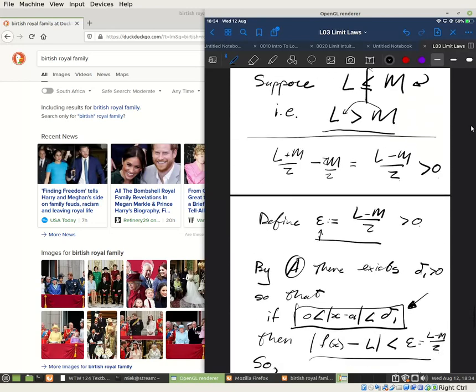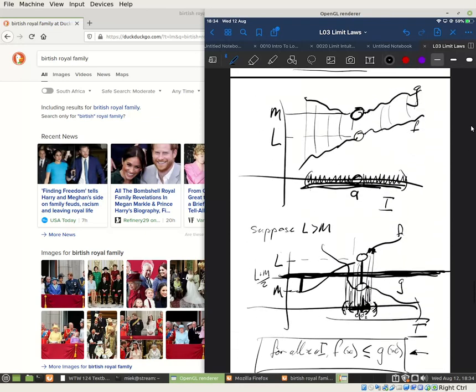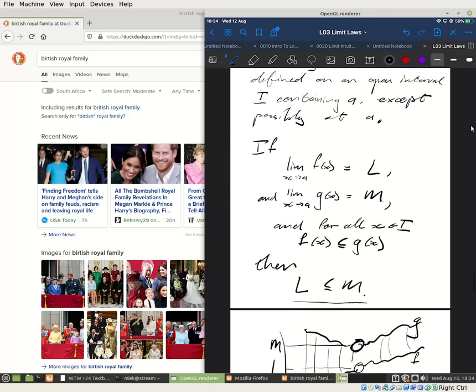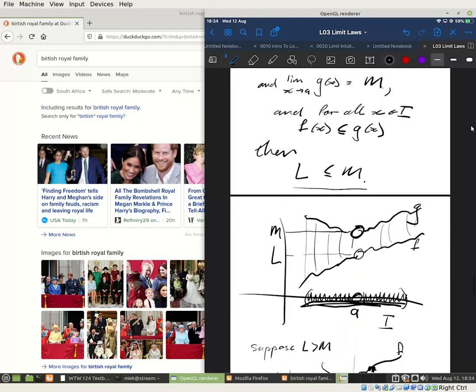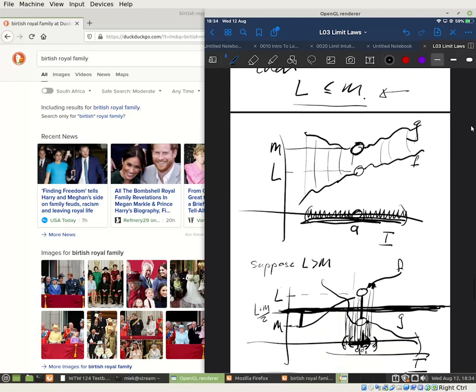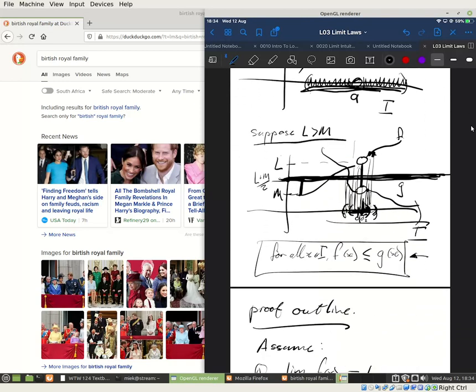Okay, so let's just go through it again. So we want to prove this implication. If these three assumptions are true, then our conclusion here is that L is less than or equal to M. So we suppose that L is greater than M. If L is greater than M, you've got a positive distance between L and M. You take the average. You look at the distance between the average and M. You call that epsilon.